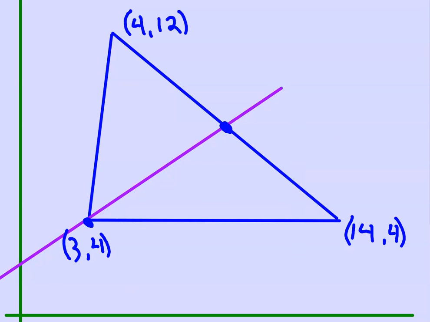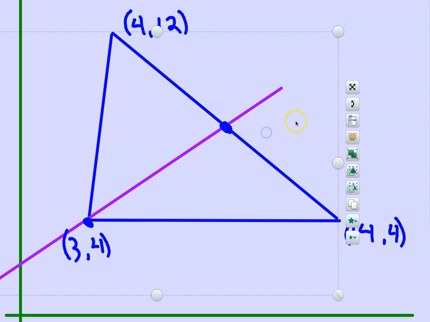The name of that line is actually a median if it goes through a vertex and then the midpoint of the opposite side. So we'll ask you to find the equation of that median. To do that, we'll use the skill where you know the coordinates here and you know the coordinates there, and you can find the equation from that. But you need the coordinates right here first.